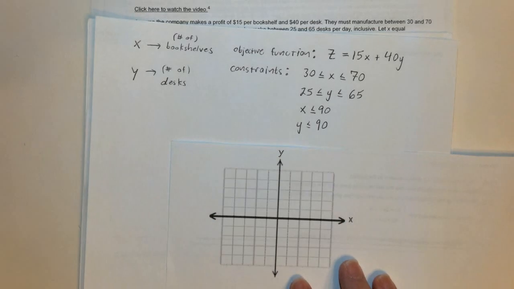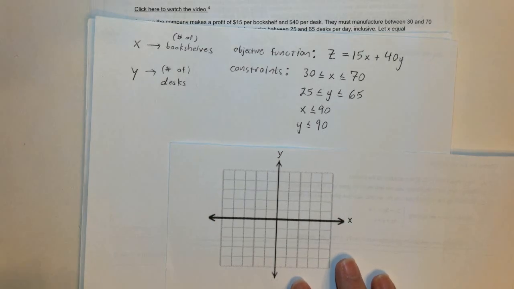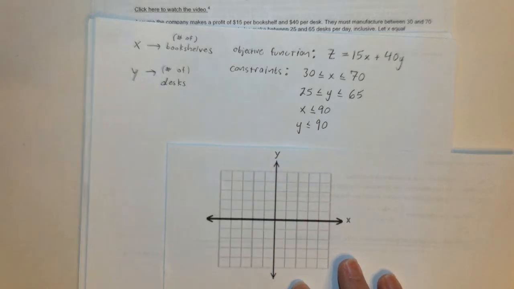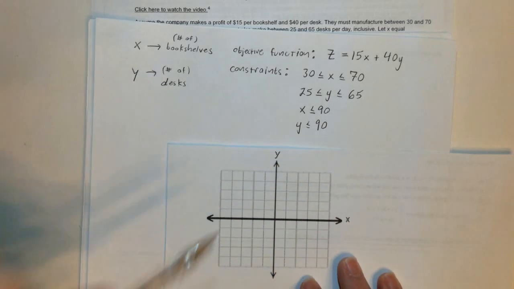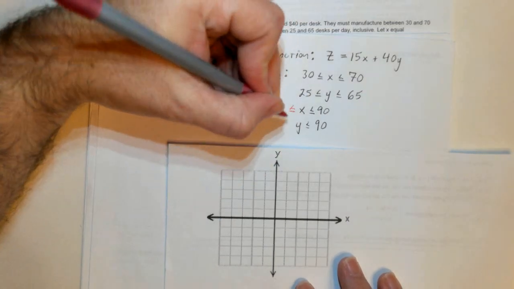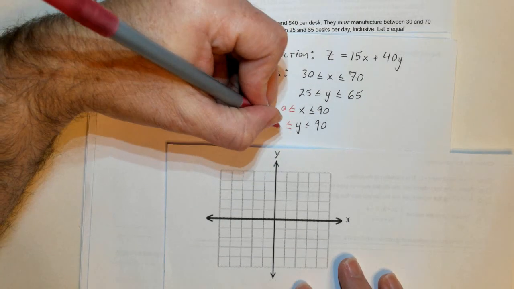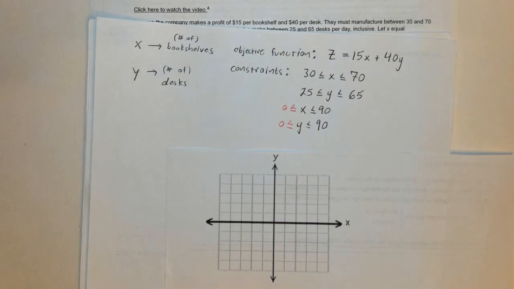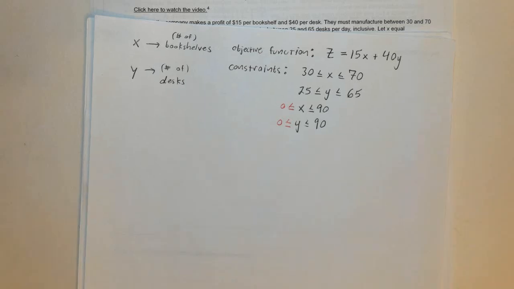So I'm going to get a piece of graph paper that's a little more focused on this so we can see all the numbers. Since desks can't be negative, then really this also lives between 0 to 90. So that's kind of an understood restriction because you can't have negative desks or bookshelves. All right, so let me show you another sheet.